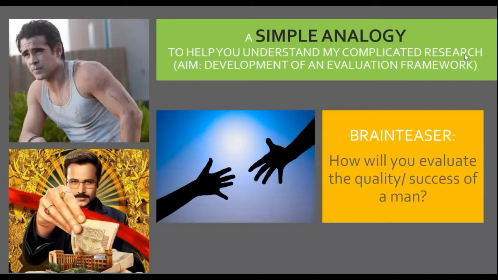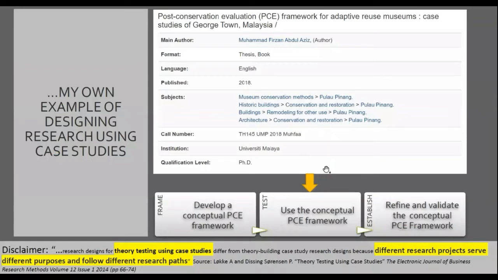This is similar to what I did for my PhD research. Let's look at my PhD research. I'm going to use my own example of designing research using a case study. My research back then was on a post-conservation evaluation framework for adaptive reuse museums. I used Georgetown as my case study. The research is about how I can develop and produce an evaluation framework to evaluate adaptive reuse museums. Adaptive reuse museums means a building that originally served a different function, and after some time the building is converted to a museum. So how am I going to evaluate the impact of this building after the adaptive reuse process? In short, after conservation, we want to see the impact, whether it is successful or not.